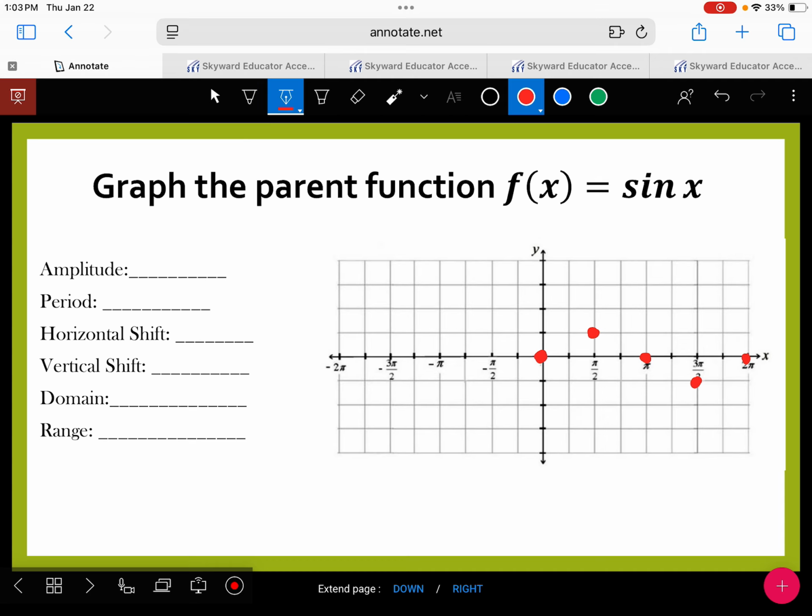Okay. So again, just like cosine, the amplitude is 1. Your period is 2 pi. We don't have a horizontal or vertical shift. My domain is all real numbers. And my range is negative 1 to 1. So you have to go this direction now.